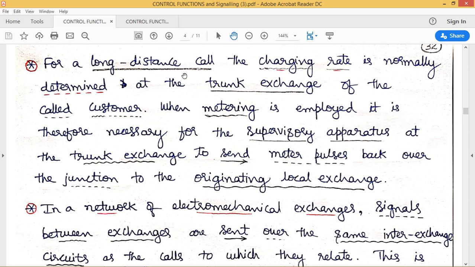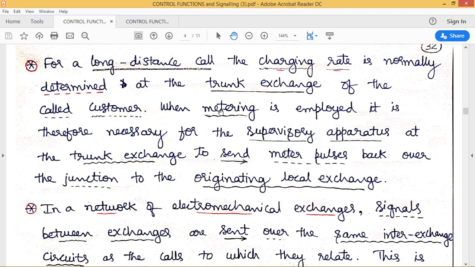And of course, for a long distance call, the charging rate is normally determined at the trunk exchange. You can call it a trunk exchange or a tandem exchange, the exchange that is higher level than the local exchange. Please note that the called customer is connected to the local exchange, and that local exchange to the trunk exchange. Generally, trunk exchanges as well as tandem exchanges are not directly connected to the customer.